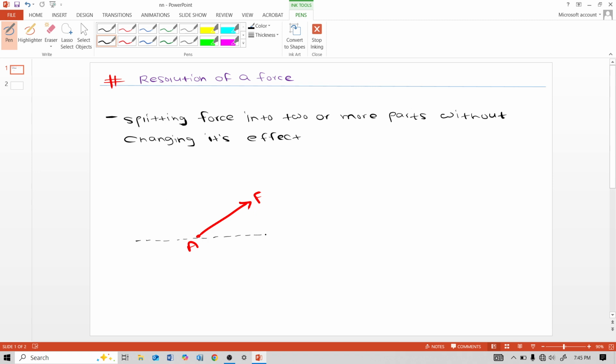and consider this as the x-axis and this vertical as the y-axis. At the origin this force is acting. Let us assume that point A is the origin. So what we will do, we will split this, and let us consider this angle as theta. This force F makes an angle theta with the horizontal.